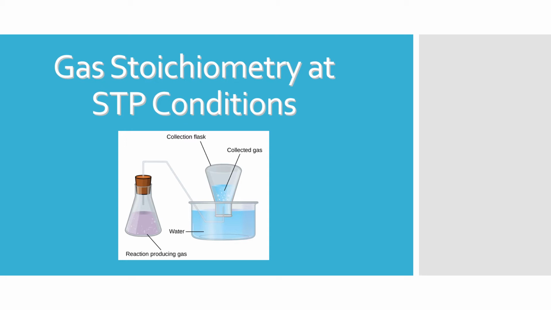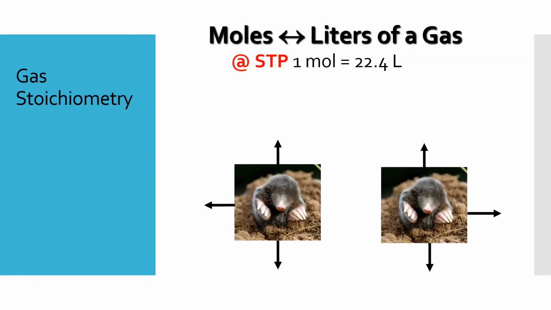Today we will be learning about gas stoichiometry at STP conditions. When we think about stoichiometry, we have to go back to the mole chart. The mole can relate to grams, particles, and finally liters.